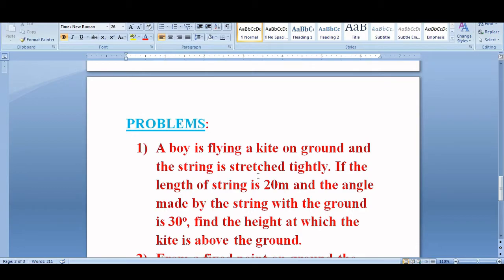In problem number 1, we are given that a boy is flying a kite on ground level. It might be on the roof of a tower or building, but in this case, he is flying on the ground level. The string is stretched tightly. The length of the string is 20 meter, and the angle made by the string with the ground is 30 degree. Find the height at which the kite is above the ground.